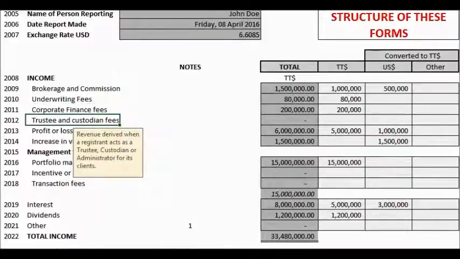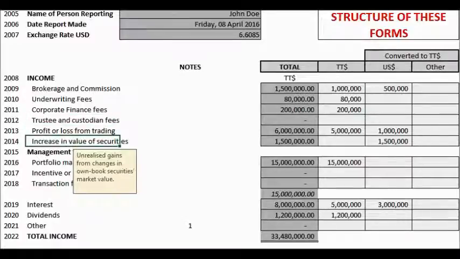The trustee and custodian fees line item requires the reporting entity to input all income derived when it acts as a trustee, custodian, or administrator for its clients. The increase in value of securities line item represents the total unrealized gains from changes in the market value of own book securities, where such gains are recorded in the income statement.